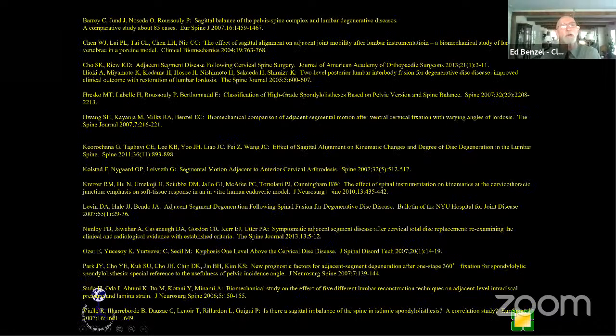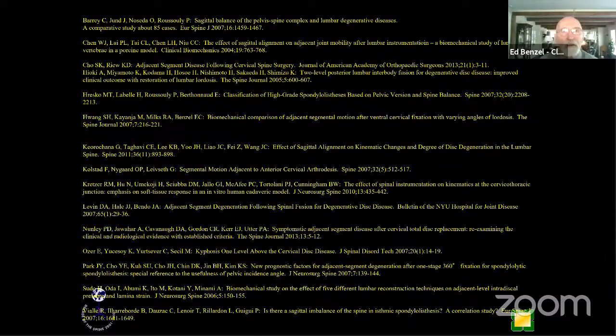And there is ample literature supporting the fact that abnormal posture of a disc or a motion segment leads to, number 1, excessive biomechanical stresses at adjacent segments, and number 2, increased clinical changes associated with symptomatic degenerative changes.